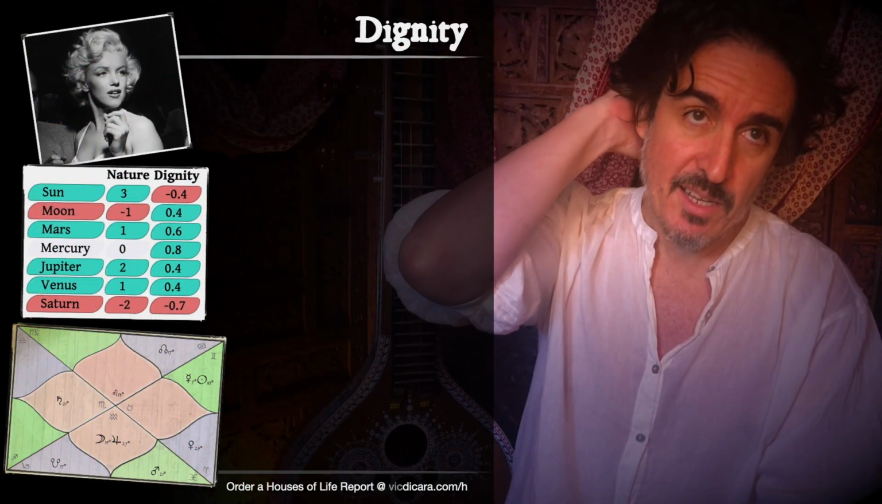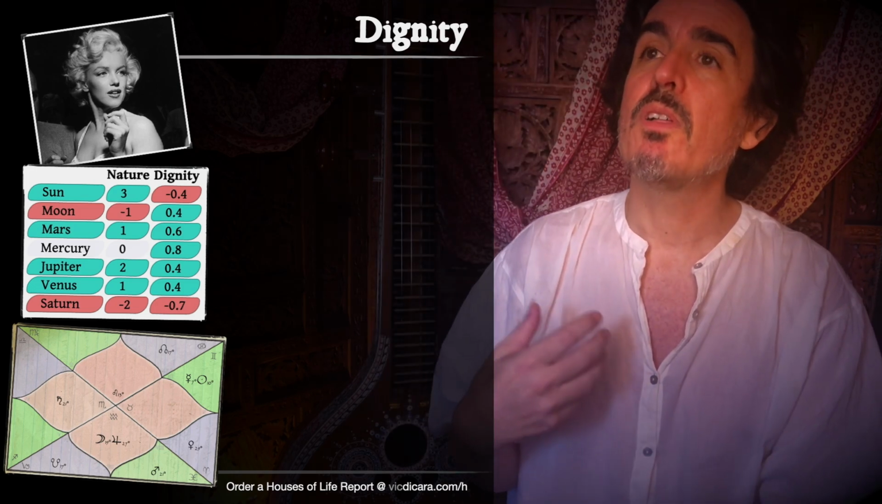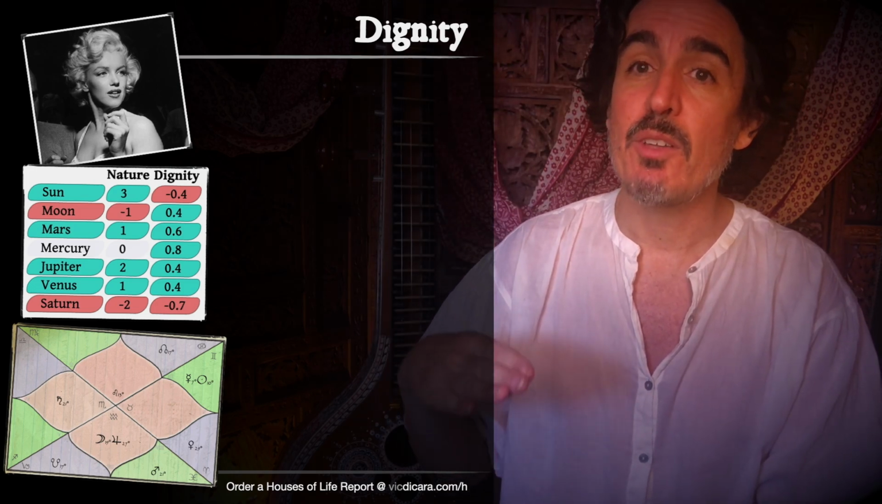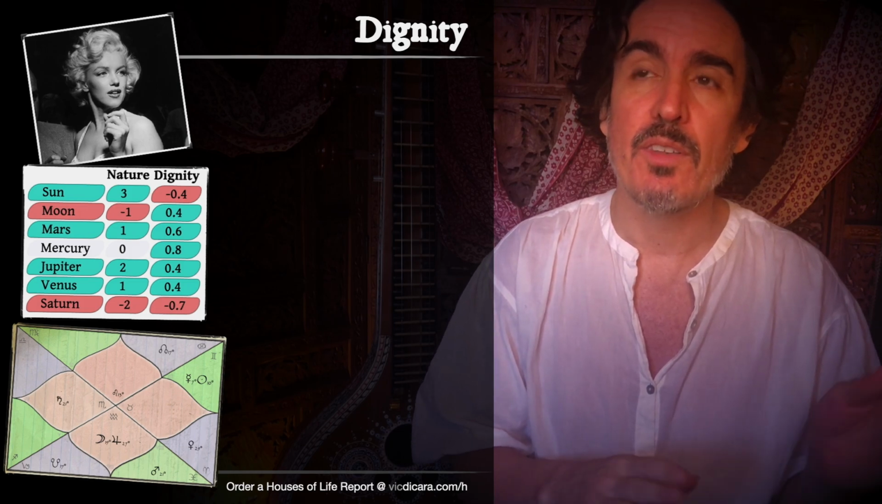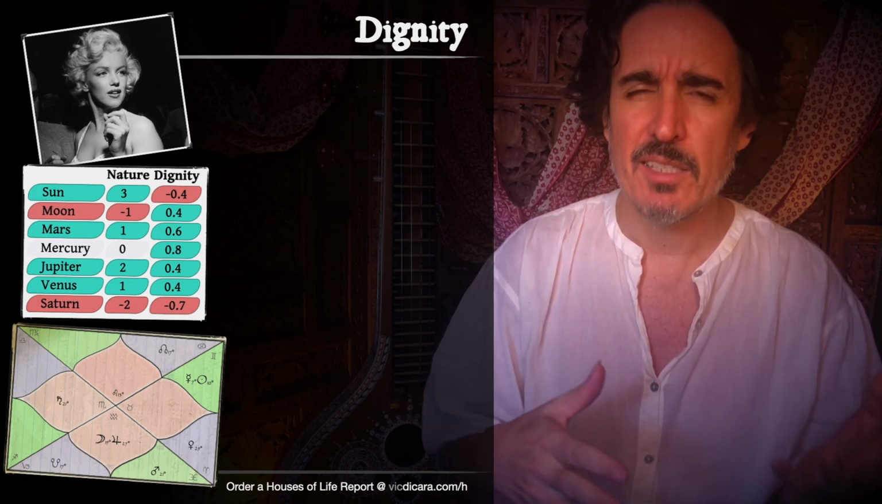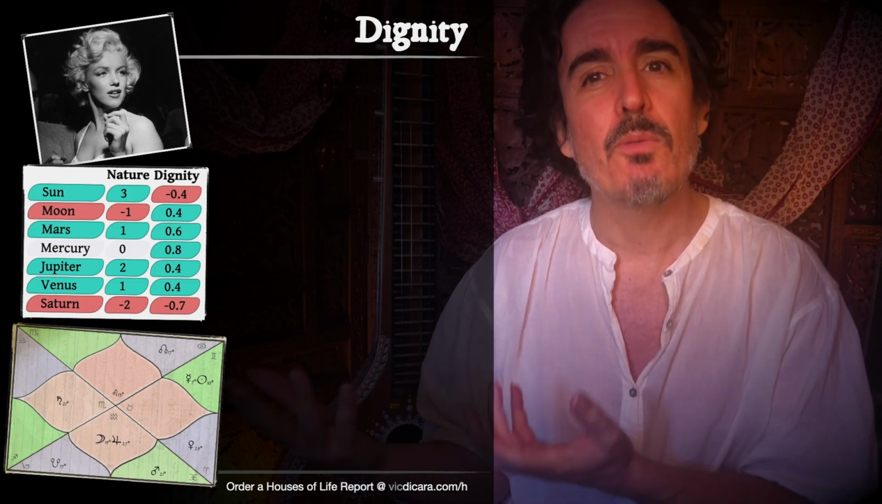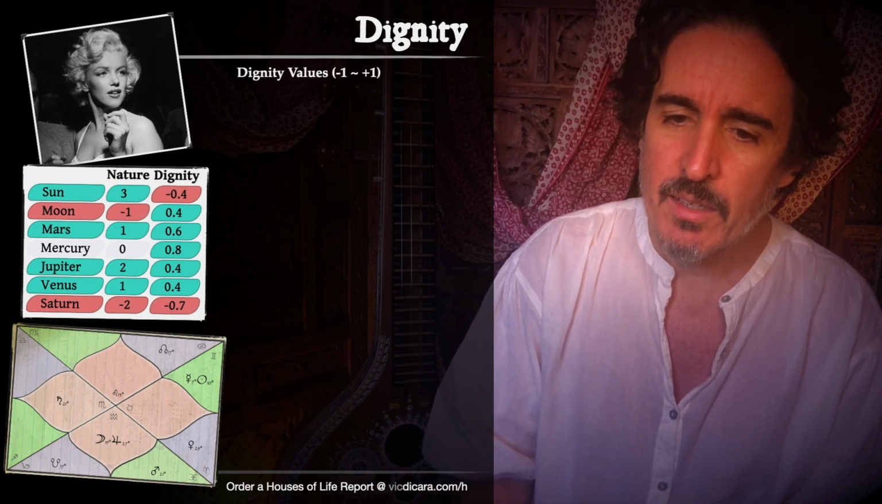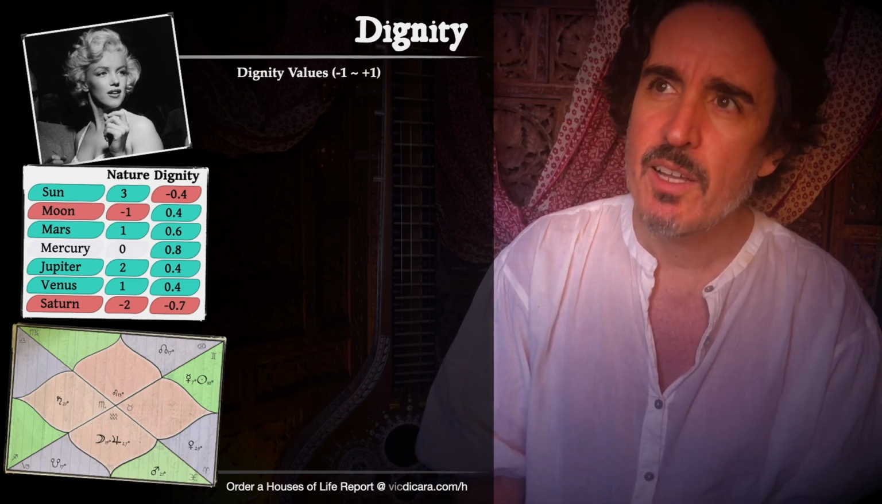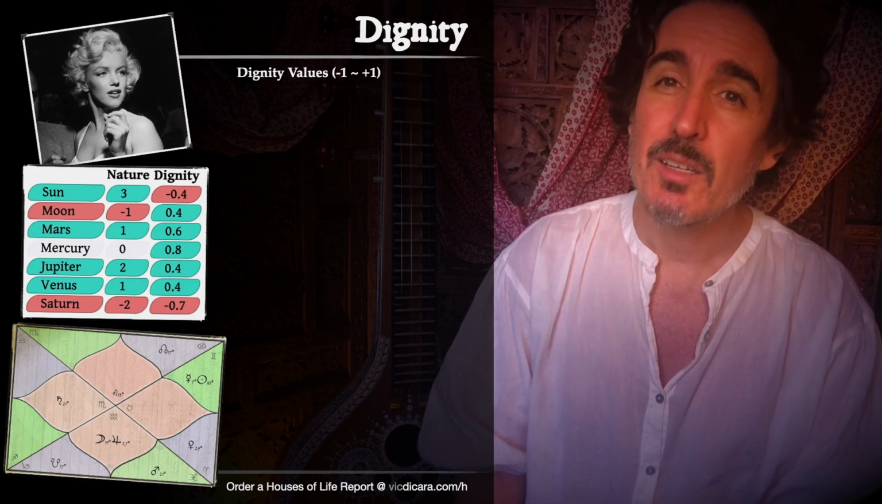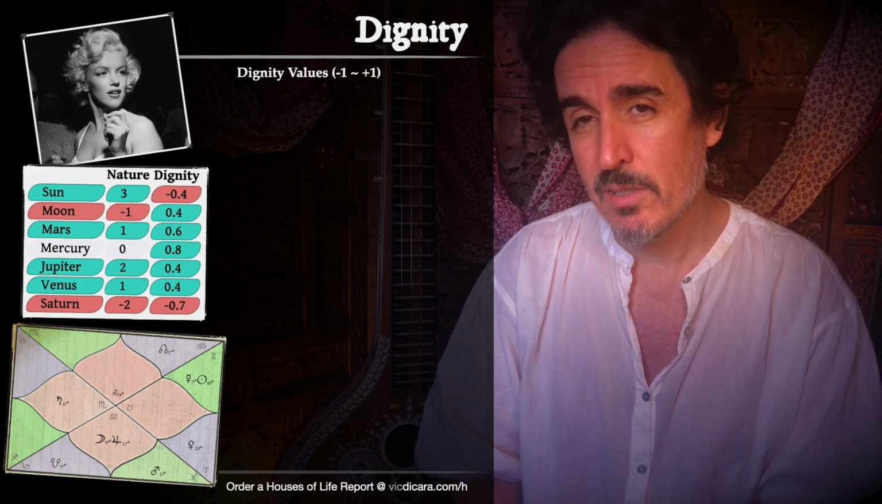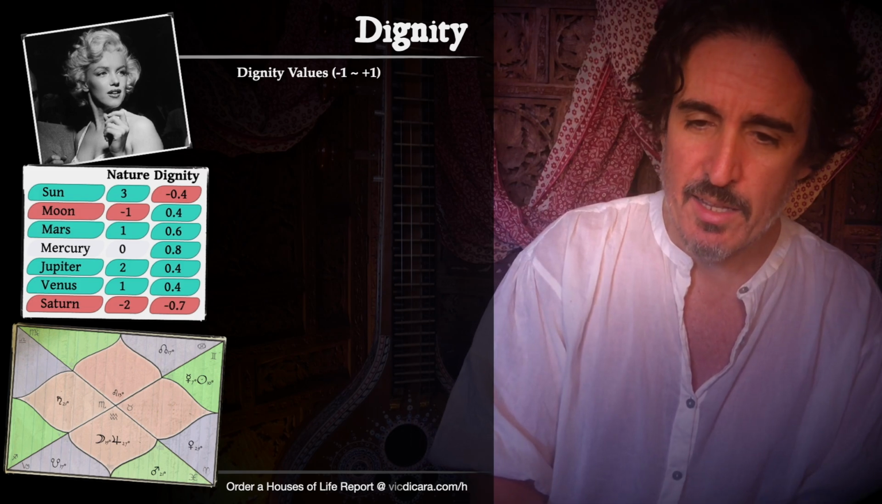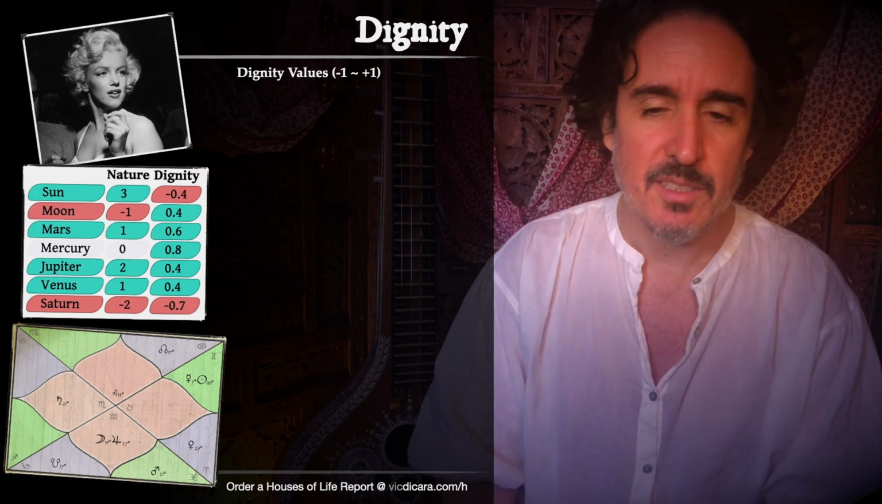By the way, dignity is a measure of how the planet will behave. Is it behaving well or not well? Like if you're undignified, you do nasty things, and if you're dignified, you do helpful things. So we're going to quantify the dignity on a scale between -1 and +1. And these are the possible dignity states.